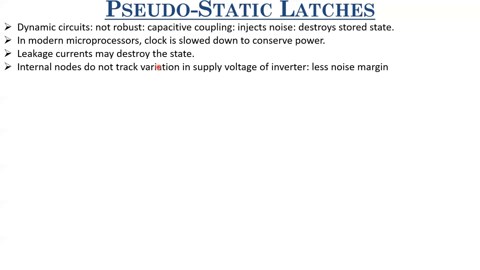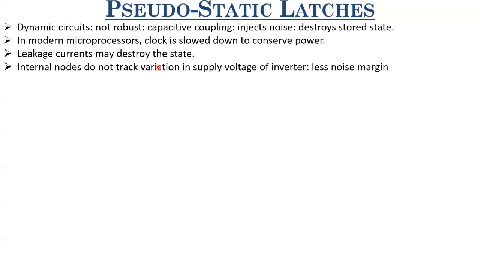There is also one more problem with dynamic circuits. If there is a variation in the supply voltage of some static CMOS circuit within that dynamic latch, the internal nodes do not know about that, because internal nodes are fed by the input. So the internal nodes do not track variation in the supply voltage of the inverter. Let's say the supply voltage has increased, and as such VM will increase. If the inverter VM has increased, and your internal nodes are working with the previous reduced value of VM, then the noise margins will be reduced. They're not tracking it, basically.